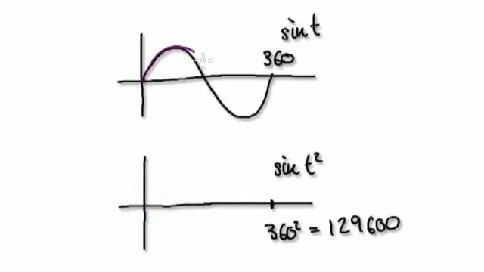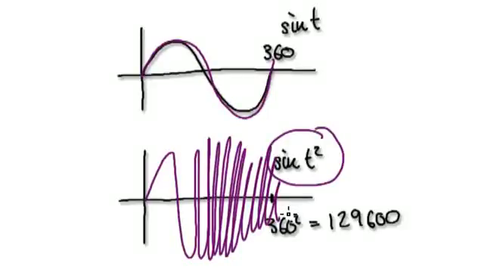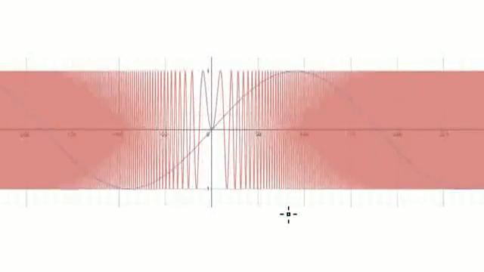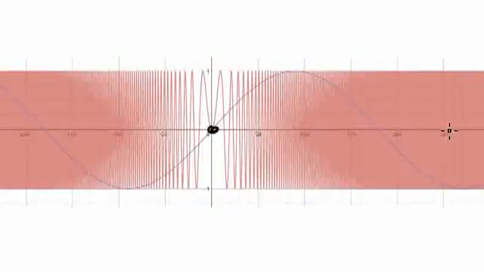So sine of x will look like this. Sine t squared, you're going to have so many cycles in here. If you get a graph plotter and plot this, this blue line here is your normal sine of x. So this is 0. 360 is somewhere out there. But this is not even 1 cycle yet.